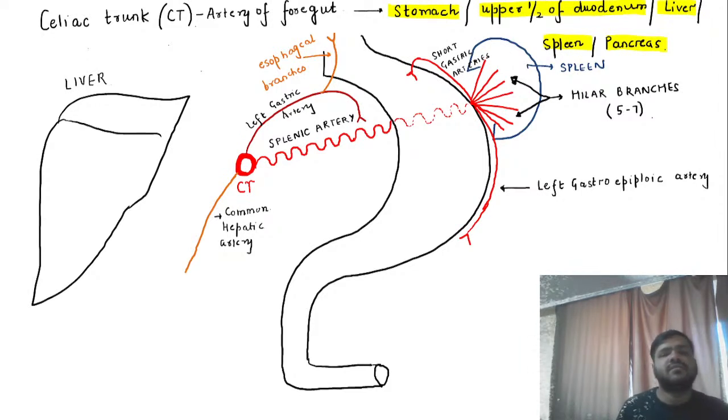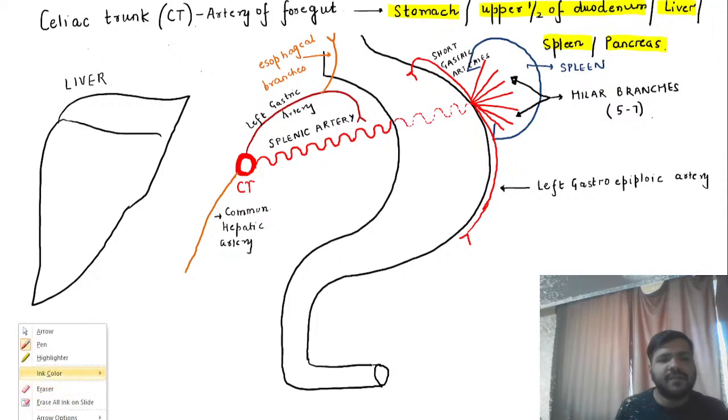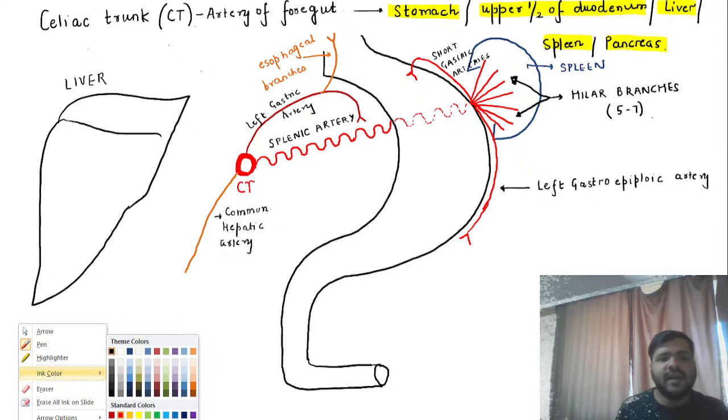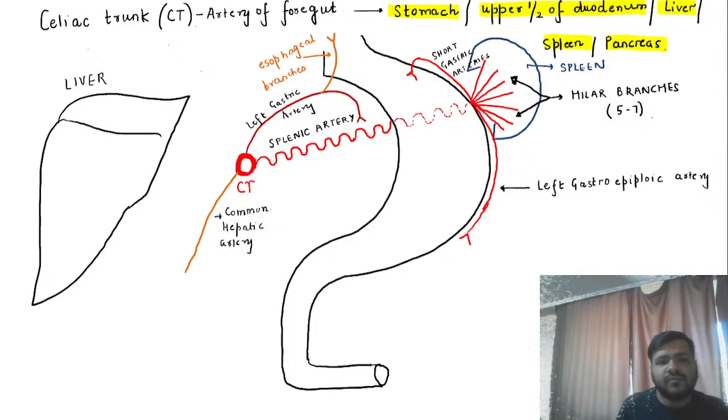कॉमन हेपेटिक आर्टरी. तो सीलियक ट्रंक के तीन ब्रांचेस होते हैं बेटा, लेफ्ट gastric artery, splenic artery और common hepatic artery. Now common hepatic artery will divide into two parts. The common hepatic artery will again divide into two parts, okay. One will go towards the liver, okay, and one will go towards the duodenum part, okay.